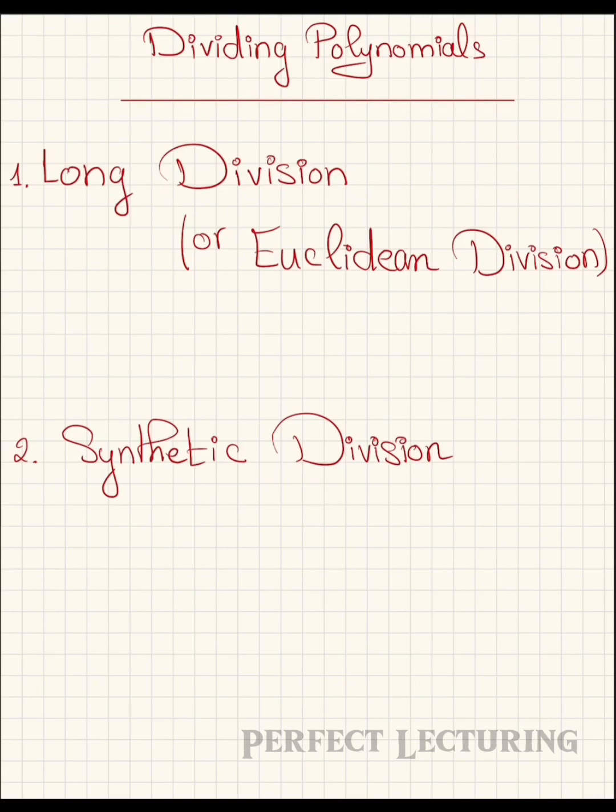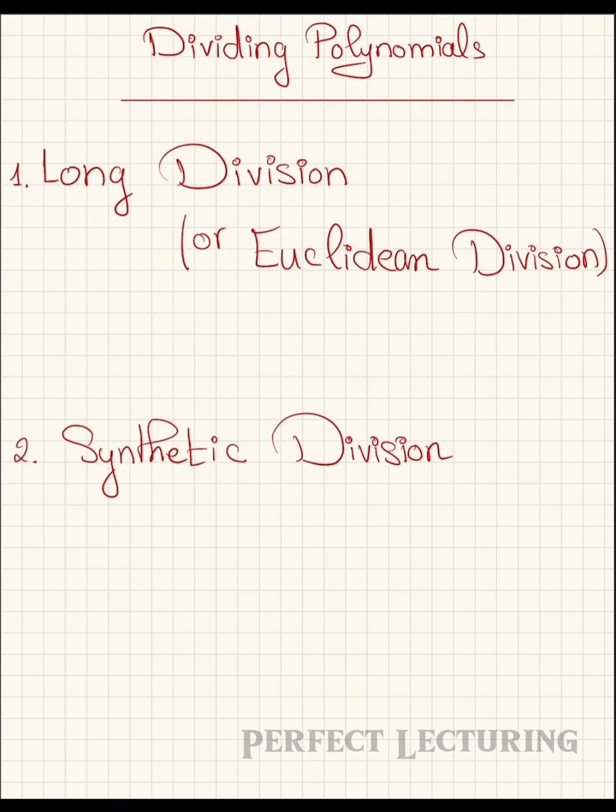Let us now see how we divide polynomials, how we divide two polynomials. There are two methods. The first method is called long division or Euclidean division. This is the most general method. It works for any two polynomials. When I say any two polynomials, I mean any polynomials with any degrees. So this works everywhere in any case.